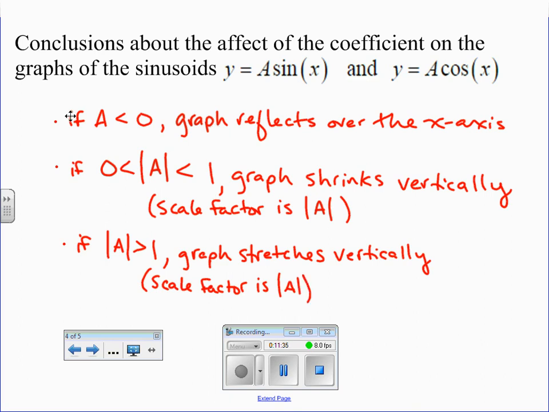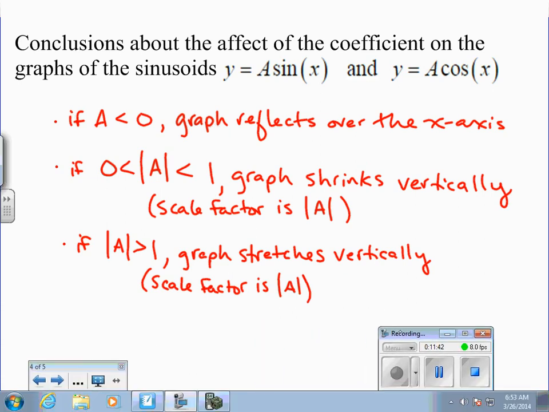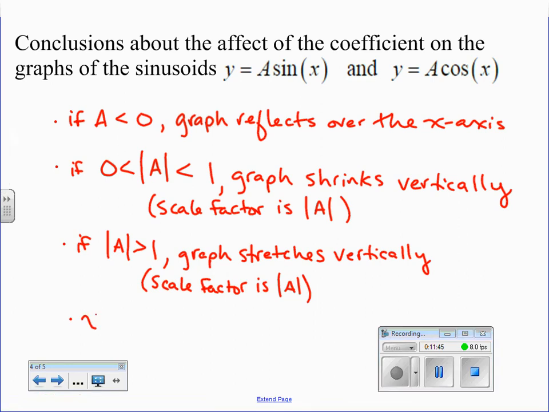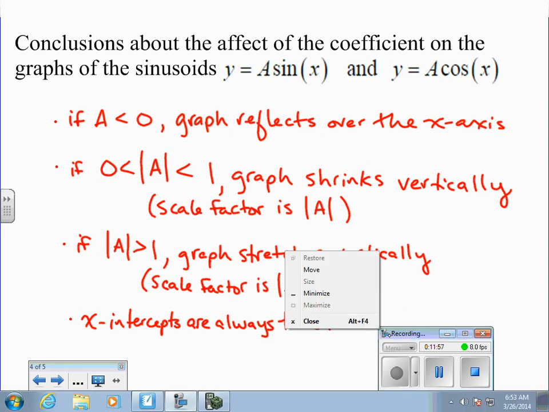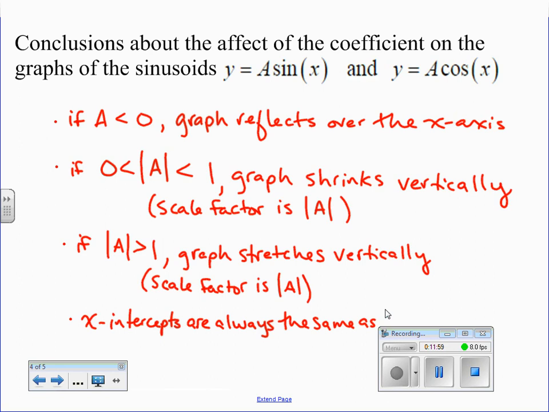Okay? In all cases, it never affected the x-intercepts. Okay, so maybe that should be our final note here. The x-intercepts are always the same as the original.